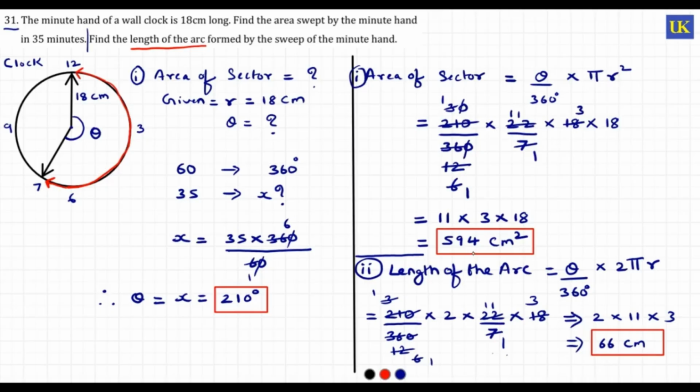Area of sector is 594 centimeter square, because for area we have to write square. Theta is 210 degree. So theta is written in degree, area is written in centimeter square, and length of the arc we have to write without square or cube, because length is just the distance, which is single dimensional. So we have to write only centimeter, only the unit. We should never write a square here. So the length of the arc is 66 centimeter.